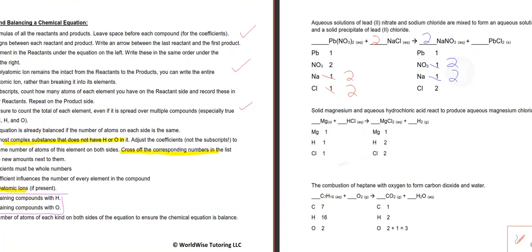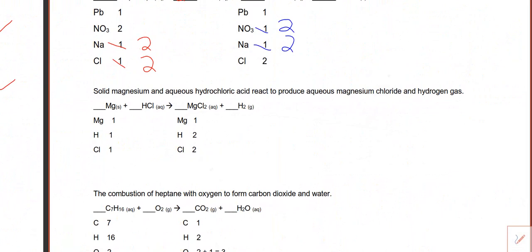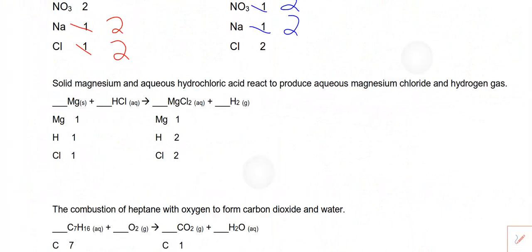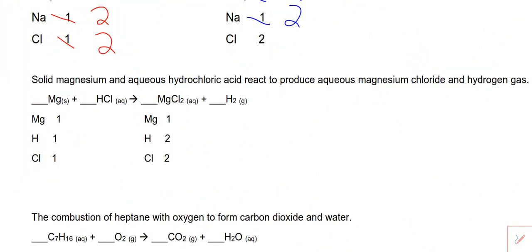I'm going to zoom in over here and just verbally talk you through the steps. So first we read the problem. We have solid magnesium and aqueous hydrochloric acid reacting to produce aqueous magnesium chloride and hydrogen gas. I've written everything out here, leaving myself space to put the coefficients. I've also listed out all of the elements for the reactants in the same order I wrote them under the right side of the products. Then I used the subscripts to count how many I had of each.